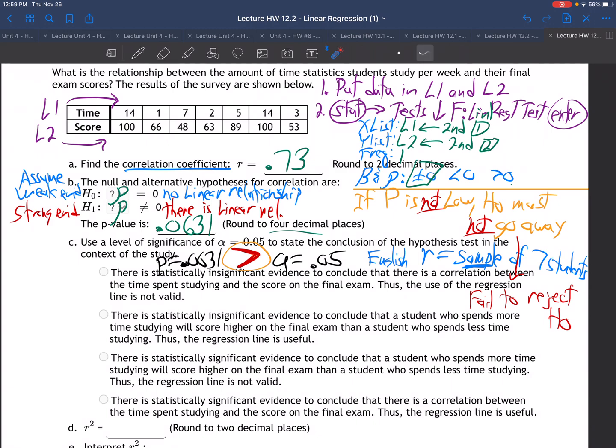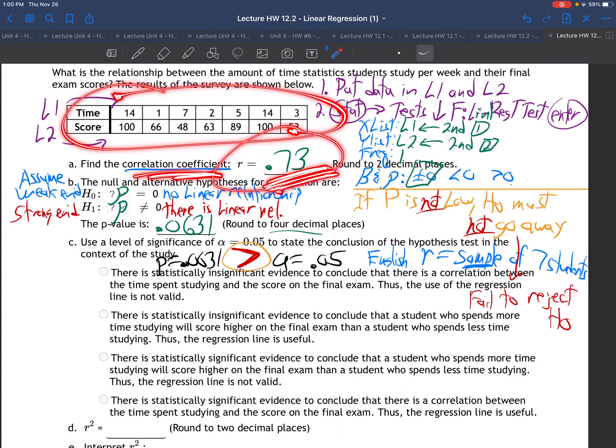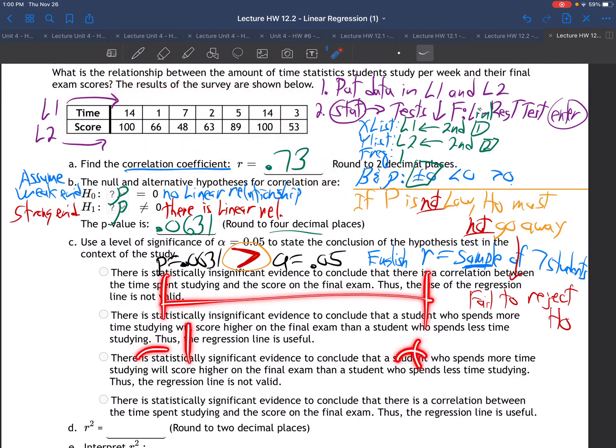So what does that mean in the real world? Because you might say, wait a minute, this doesn't make sense. You're telling me R came out 0.73. Remember what R is? It's the linear correlation coefficient. It's a measure of how strongly these data points seem to fit in a line. Well, that's fairly strong evidence, right? 0.73. Remember, the R value goes from -1 to +1 with 0 in the middle. The closer it is to +1 or -1, the stronger the evidence is that the dots fit in a line.